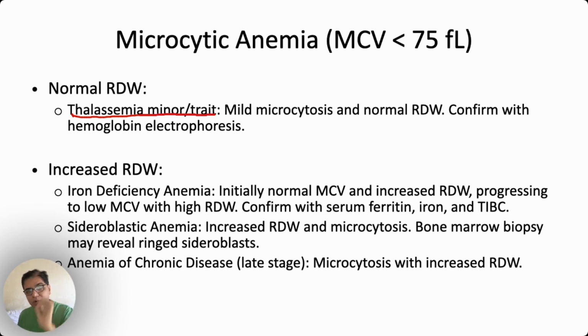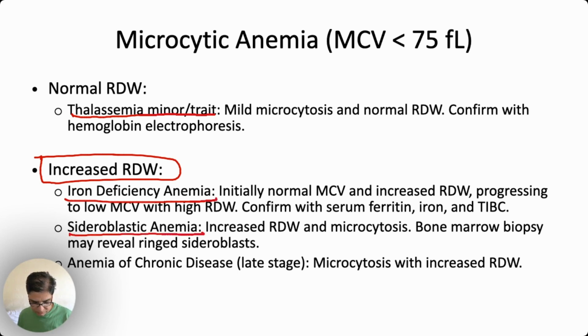If with a microcytic anemia you have an increased red cell distribution width, more than 14.5, 15, 16%, then there are a few further possibilities, okay? Either you are dealing with iron deficiency anemia, you might be dealing with sideroblastic anemia, or you might be dealing with anemia of chronic disease, especially in the late stage. It's been going on for a long time.